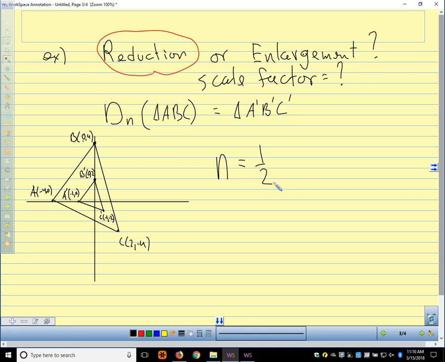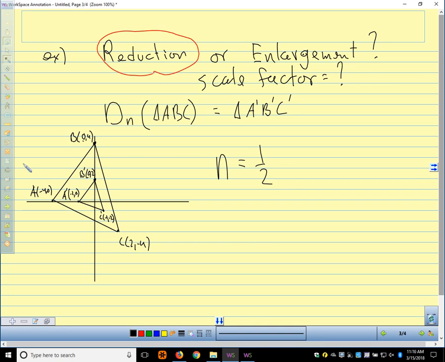And if we made a ratio of the sides, each of the sides of the small triangle would be half as big as the sides of the big triangle. All right, questions there?